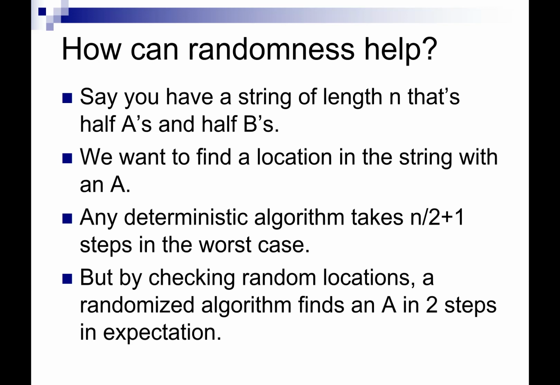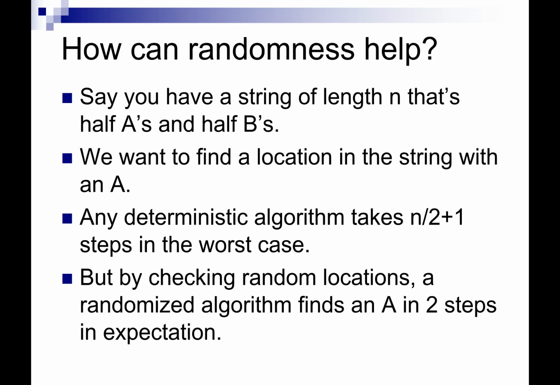And if it's not an A, then the algorithm is going to look at a second random location. The algorithm is just going to keep checking random locations. Since each time it checks a location it has a 1/2 probability of finding an A, in expectation the algorithm only needs to take 2 steps before it finds an A. This is compared to the deterministic algorithm, which we can always force to take n/2 steps.